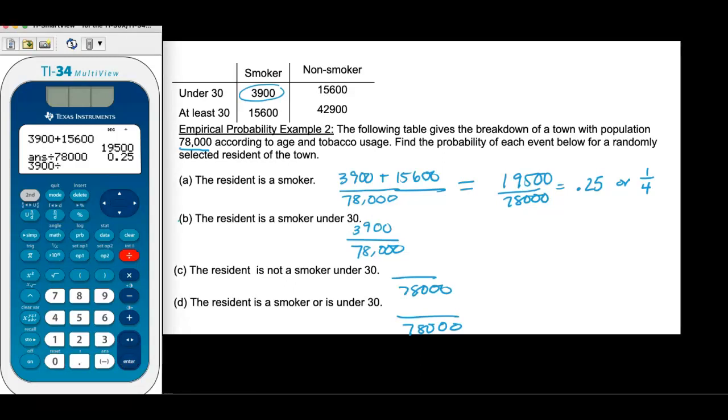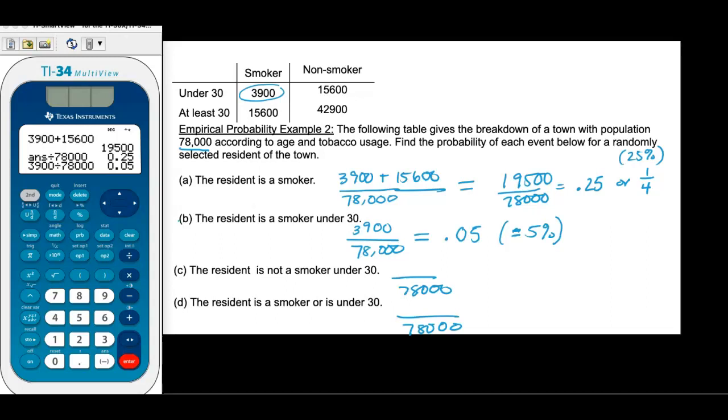So I'm just going to put that in my calculator, and I get a pretty small decimal, so there's a much smaller chance of a resident being a smoker under 30 than just a resident being a smoker in general. So we get this decimal 0.05, which is equal to, not about, it is equal to 5%. So there's a 25% chance or a 0.25 chance that the resident's a smoker, and then only a 5% or a 0.05 probability of the resident being a smoker under 30.